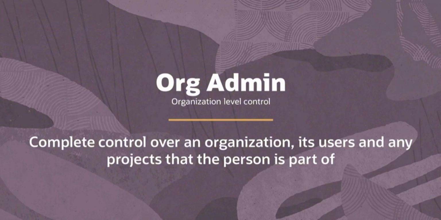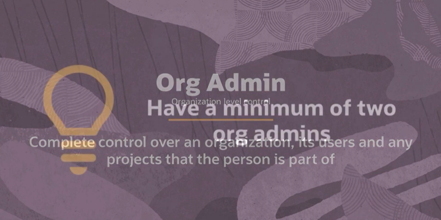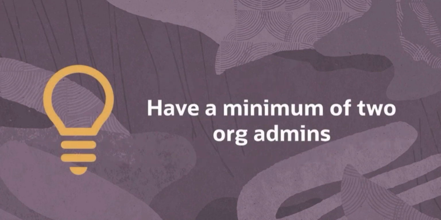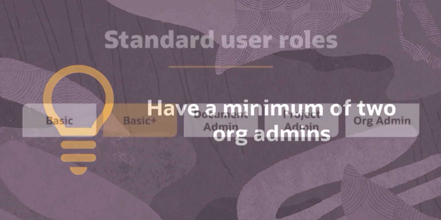Finally, there is the Org Admin role. This role's settings cannot be changed, and the first person to register an organisation becomes the first Org Admin. This role provides complete control over an organisation, its users, and any projects that the person is a part of. It's a powerful role and comes with a good deal of responsibility. We recommend that each organisation has a minimum of 2 Org Admins, just in case one is away.